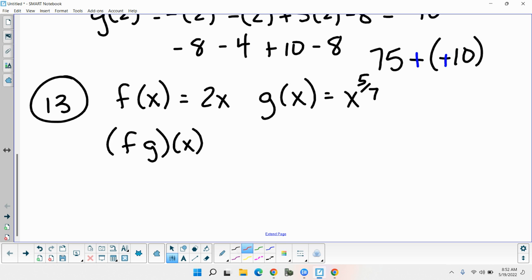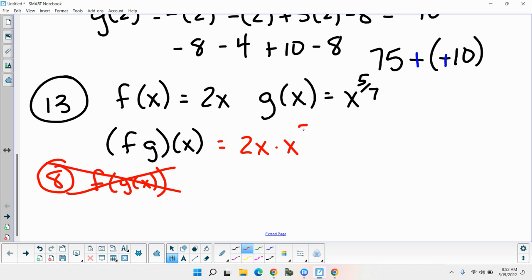Okay? 8 was this. That's a composition of functions. That's when we put the g function in place of x for the f function. That was number 8, what we did yesterday. This just means to multiply the 2 functions, what we're doing now. Okay? So just wanted to show you the difference between the 2. So all we're doing is 2x times x to the 5/7. All right? So what do I do with that x and that x to the 5/7? How do I multiply this?